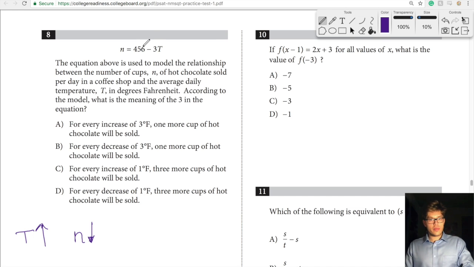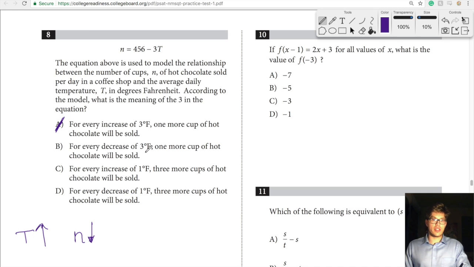I hope you guys see that. And so let's use this to narrow down some of our answer choices. We'll look at the 3 in a second. So what does A say? For every increase of temperature, 1 more cup is sold. No, we know if the temperature increases, cups sold goes down. And that also makes sense logically. You don't really want hot chocolate on a really hot day, right?